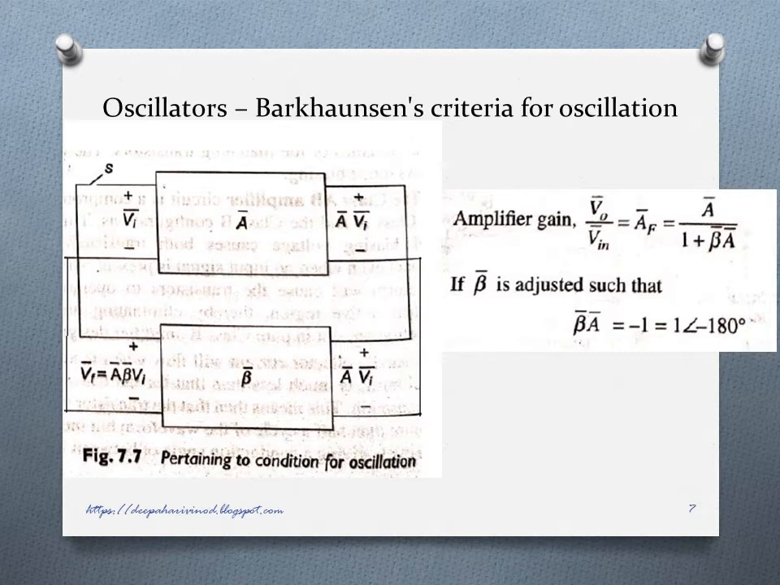The gain tends to become infinity for mod A bar beta bar slightly more than unity. The circuit becomes self-oscillatory with no input, that is when V in is equal to 0. The condition A bar beta bar equal to -1 is known as the Barkhausen criterion for oscillation.